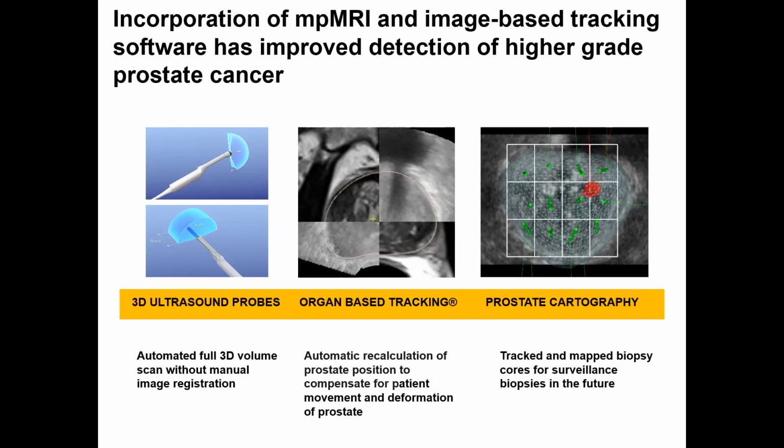this is correlated with MRI images, and these two images with 3D ultrasound are laid upon one another. An organ-based tracking software is used to recalculate the location and size of the prostate based on the current patient being treated. Finally, these biopsy cores are saved in the system for later tracking. So this enables a systematic way to ascertain prostate biopsy using an MR-targeted technique.